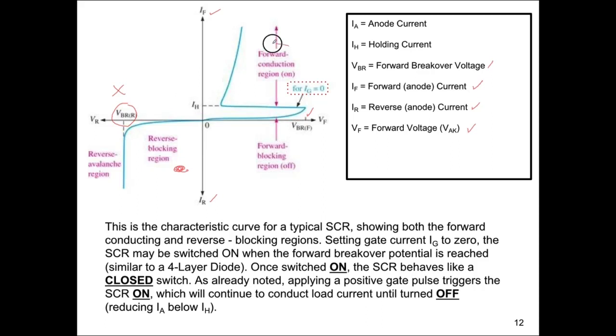So anywhere up in here is the forward conducting region, and this is where the SCR is conducting as a closed switch. IH is the holding current. It's a datasheet value. It's the minimum anode current required to maintain forward conduction. And by the way, this point here is for IG equals 0, so we're just using the breakover voltage. If we're applying a gate pulse, then it might trigger somewhere earlier in the cycle like this, or like this, depending on what we've got. So anyway, there's the curve.